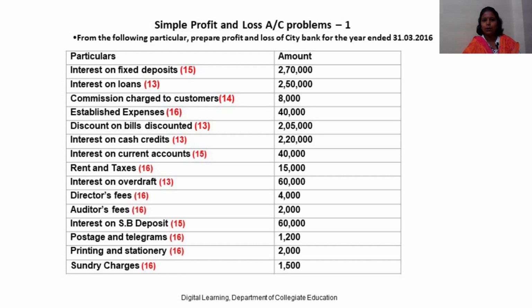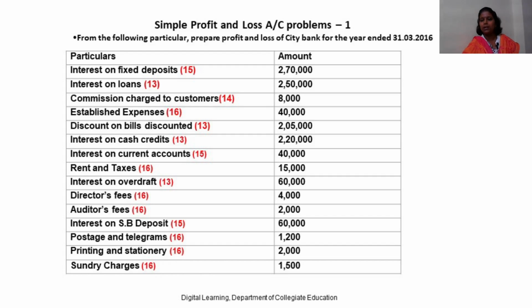Next, interest on current account. Current account, is it an income or expenditure? Definitely expenditure, because current account is for the customer. So if a customer is maintaining a current account in my bank, I have to pay interest to them. It is their money, right? So as a bank, interest on current account is schedule number 15. Rent and rates, schedule number 16. It's an operating expense.